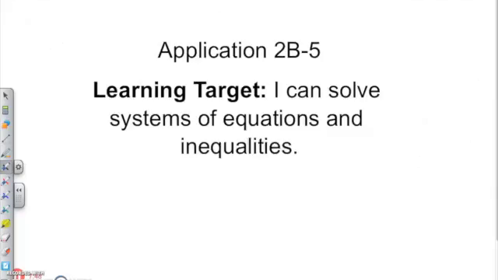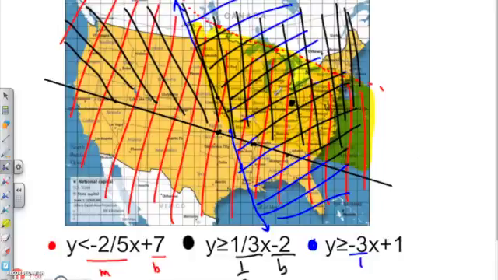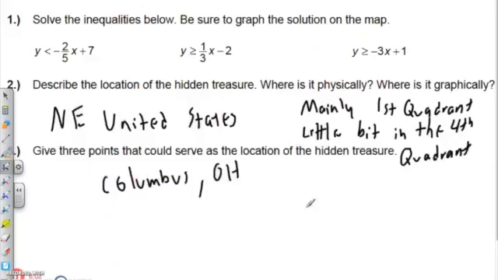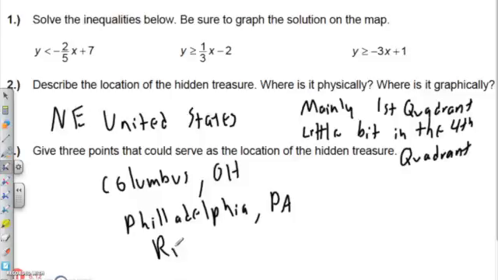Oops, keep going to the wrong map. Alright, we also got, let's say, Philadelphia, Pennsylvania. And let's say Richmond, Virginia. So Philadelphia, PA, and Richmond, Virginia.